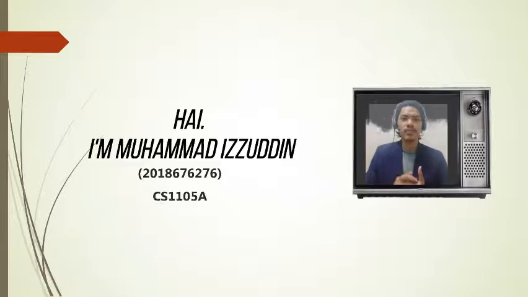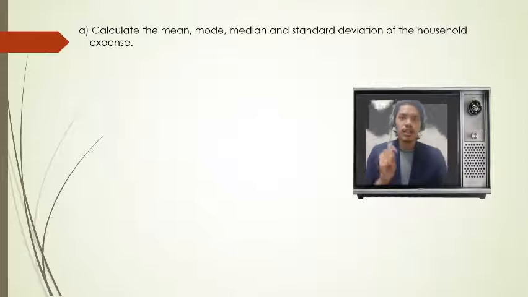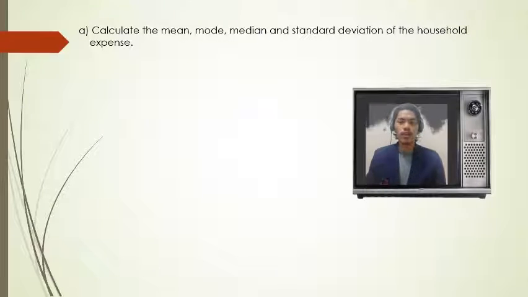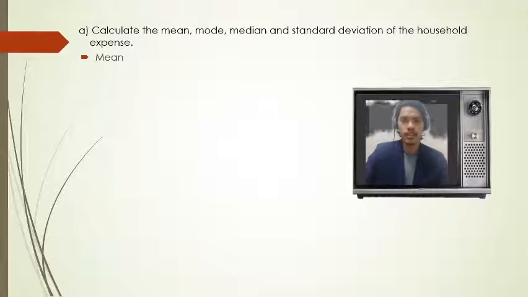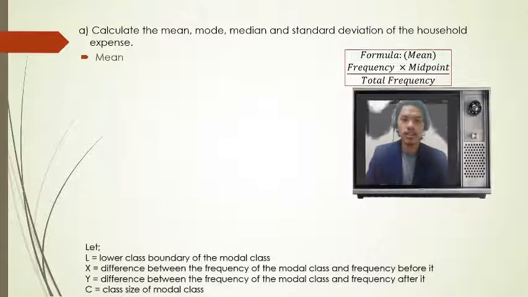Hi, my name is Muhammad Izzuddin and today I'm going to guide us to calculate and solve the particular question. Calculate the mean, mode, median and standard deviation of the household expenses. First, we calculate the mean. How to calculate the mean, you might ask? According to the formula, mean is frequency multiplied by its midpoint and divided by its total frequency.